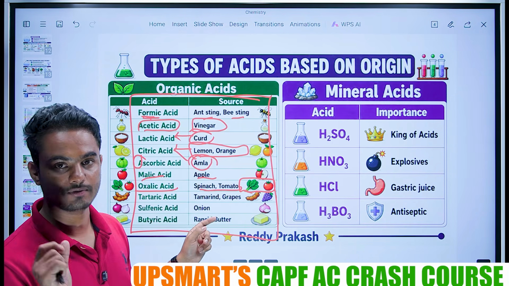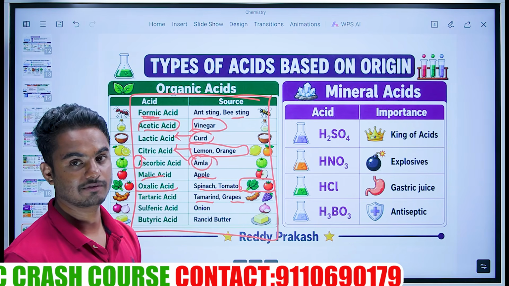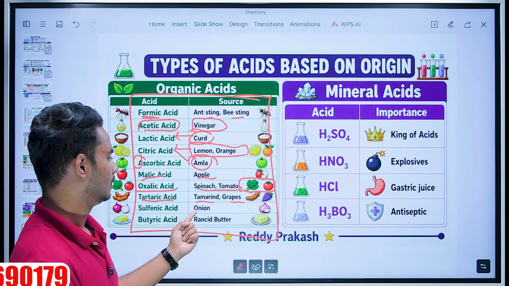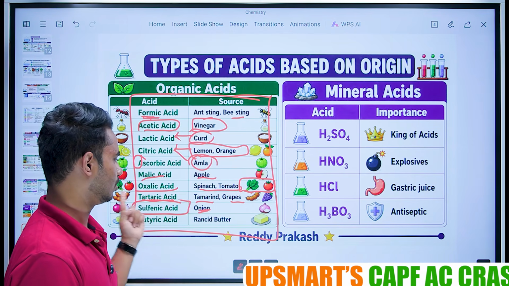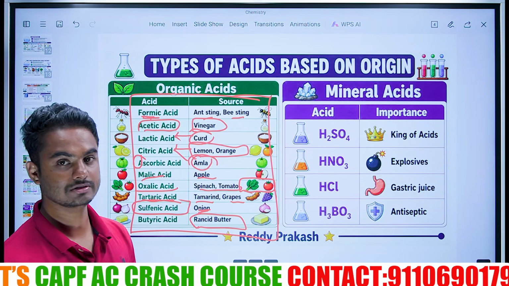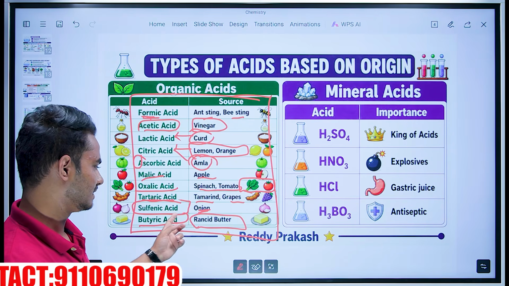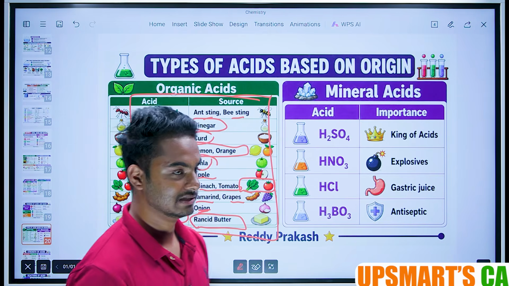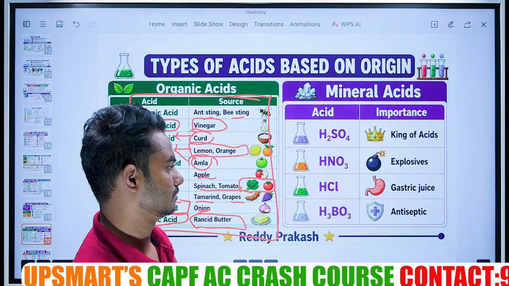What gives the tangy flavor? Usually tamarind and grapes give the tangy flavor. Tartaric acid is present in that. Onion, this is important, has sulfenic acid. Rancid butter, which means butter about to spoil, gets its rancid nature from butyric acid. Easy, you just have to remember which acid is present in what substances.